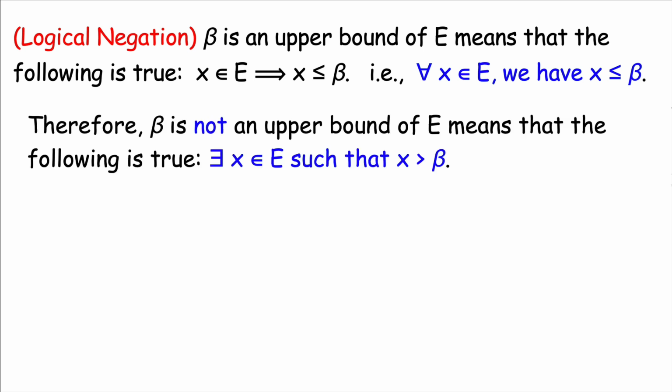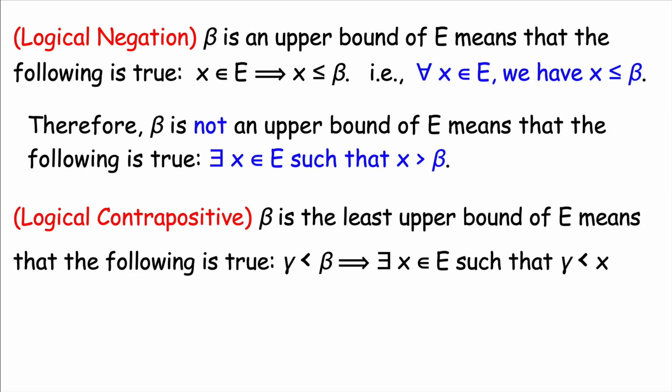The logical negation of this definition allows us to define what it means for beta to not be an upper bound of E. It means that there exists an x in E such that x is greater than beta. The universal quantifier, the upside down A, that stands for all, has been changed to an existential quantifier, the backwards E, which stands for there exists, and the less than or equal to sign has been changed to its opposite, the greater than sign. This should make intuitive sense. Draw pictures to help you see it. We will soon be considering examples.